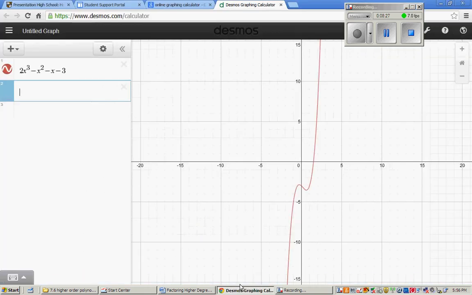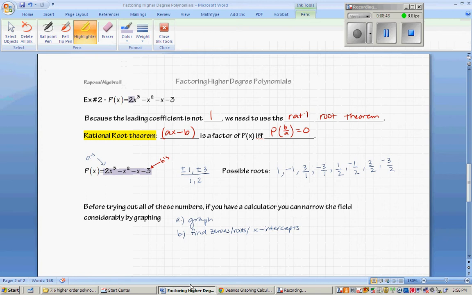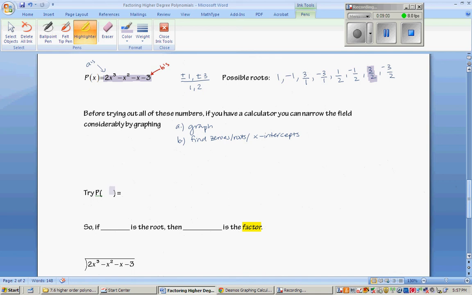Here's our graph. What we're going to do now is look and see where it crosses the x-axis. Well, none of those negative options, it doesn't cross there at all. It only crosses right here at this point, and this point is between 1 and 2. So we're going to go back to our possible roots, and are any of these between 1 and 2? 3/2 is 1 1/2. So we're going to plug that into our problem. We're going to try 3 over 2.